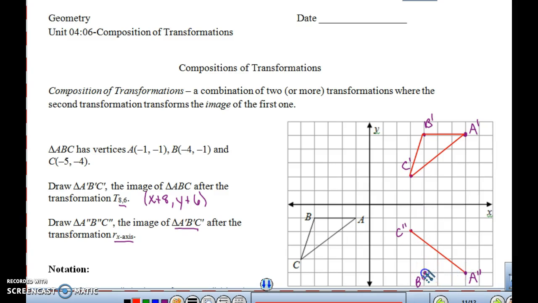And I have created a composition of transformations to end up here. And notice my notation when I did these. I make sure that I label them correctly. This one is A prime, B prime, C prime. This one says take A prime, B prime, C prime, and make it become A double prime, B double prime, C double prime. And that's basically it. That's all you have to do for a composition.